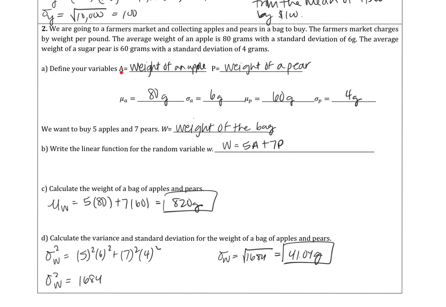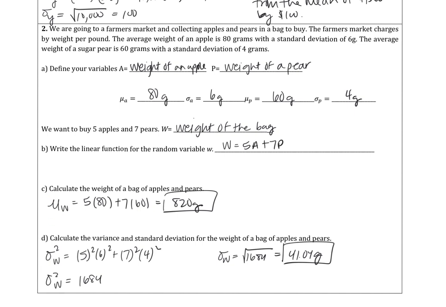So to find your variables, A is the weight of an apple and P should have been defined as the weight of a pear. The average of the weight of the apples is 80 grams. The standard deviation of the weight of the apples is 6. The average of the weight of the pears is 60, and the standard deviation of the weight of the pears is 4. We want to buy 5 apples and 7 pears. W is the weight of the bag, the total weight. And the linear function is the total weight is equal to 5 times the weight of the apples plus 7 times the weight of the pears.